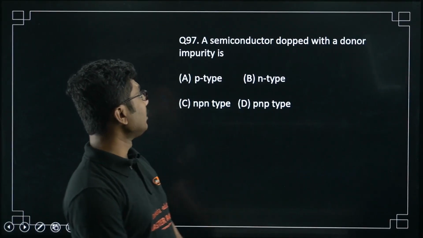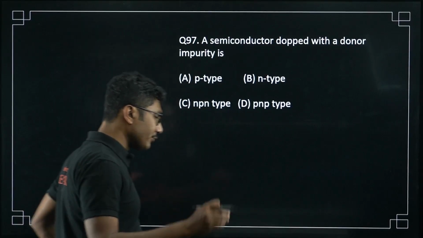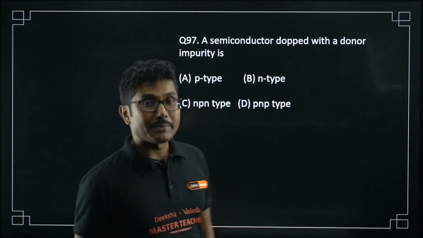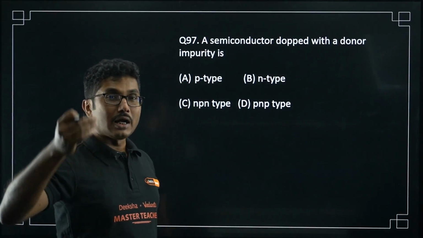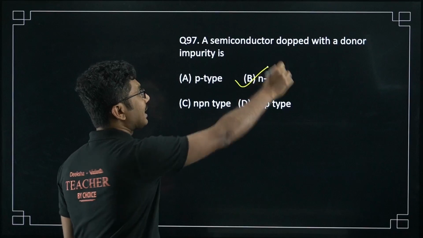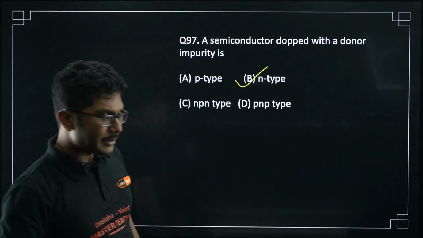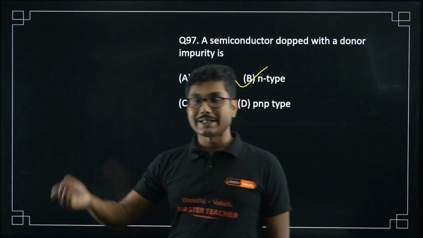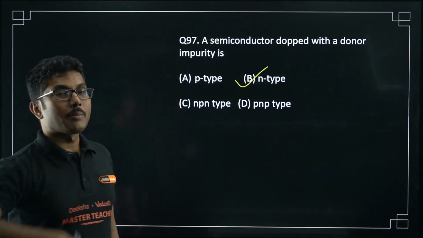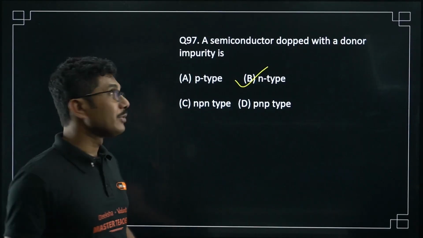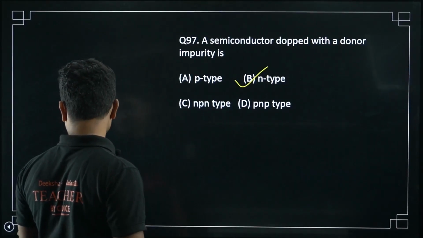Semiconductor doped with donor impurity. Donor impurity means who is giving; it gives only in N-type semiconductor. The donor impurity gives one extra electron, that is why they conduct. So it is an N-type semiconductor. In case of P-type semiconductor, it is an acceptor dopant. Acceptor dopant takes electrons so that more holes are created, right? So semiconductor doped with donor impurity are N-type semiconductors.